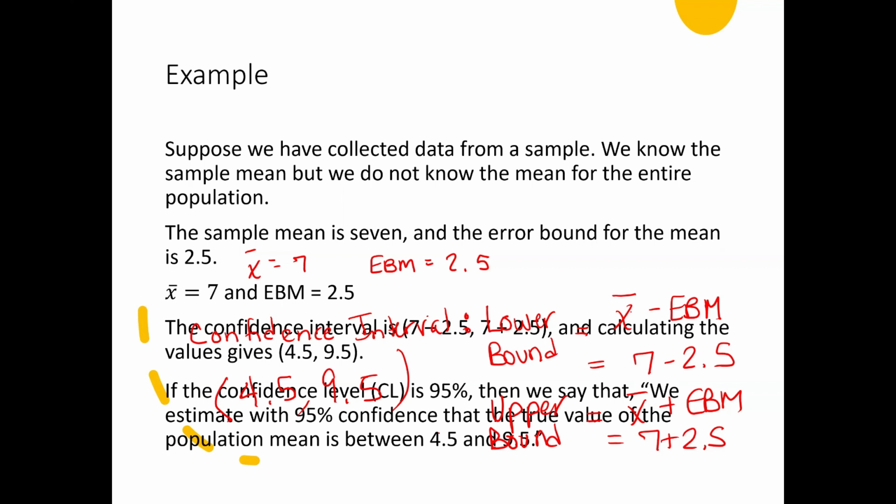Okay, so we need a formula for the error bound of the mean, and the error bound of the mean depends on 3 things: the confidence level you're using, the standard deviation of the population, and your sample size.